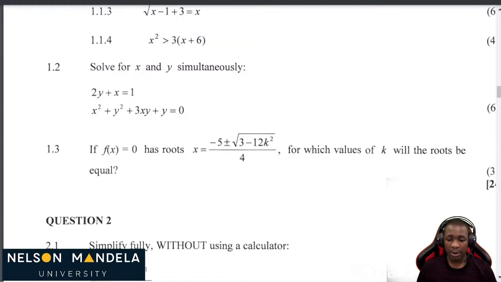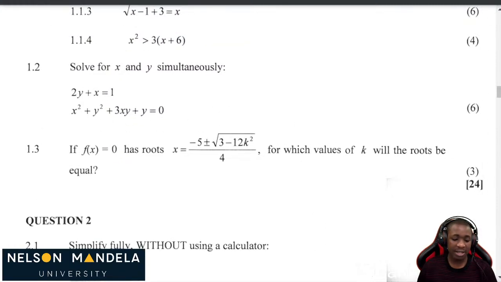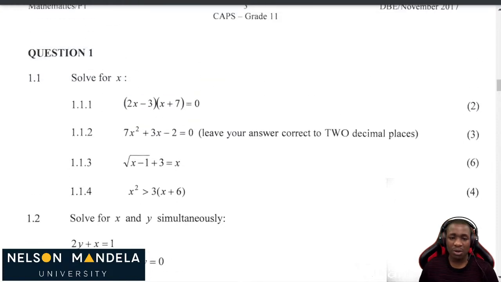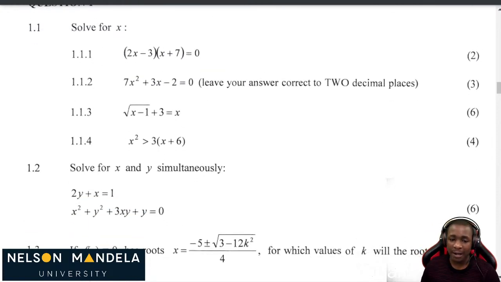This is basically our question 1, and we can see that it's 24 marks. So it's so easy. We are done with our question 1 for solving for x. This was grade 11. We are done with it, and it is really easy. Don't worry yourself, it's really easy.